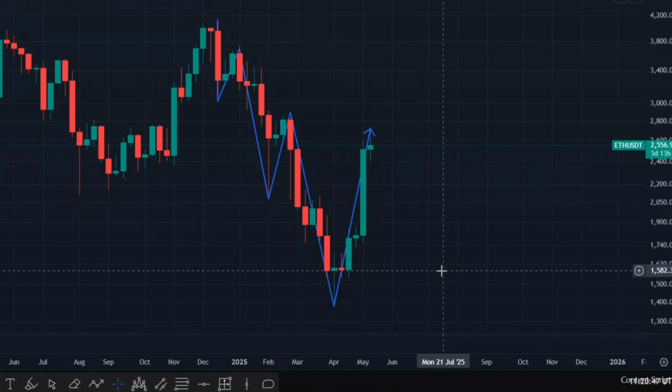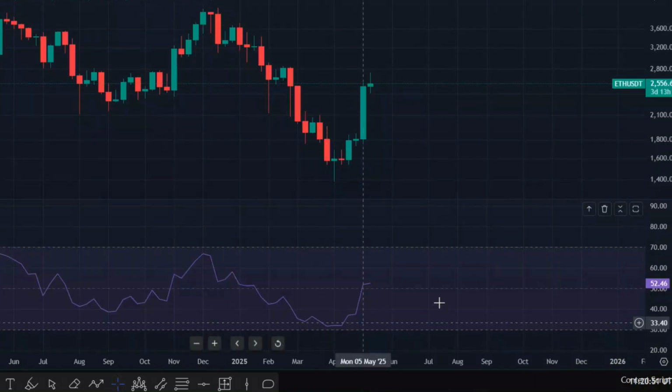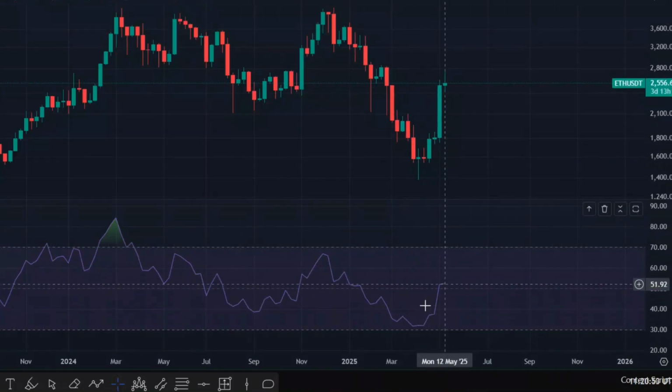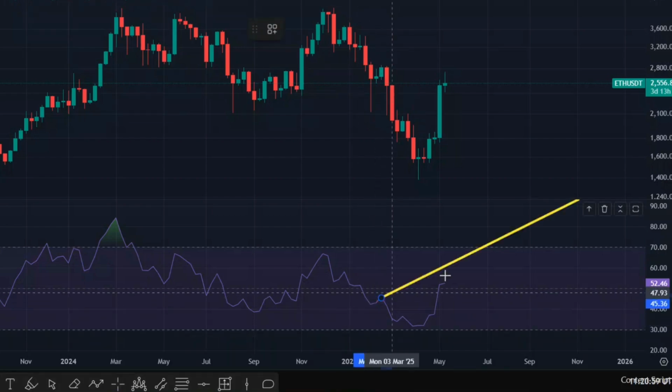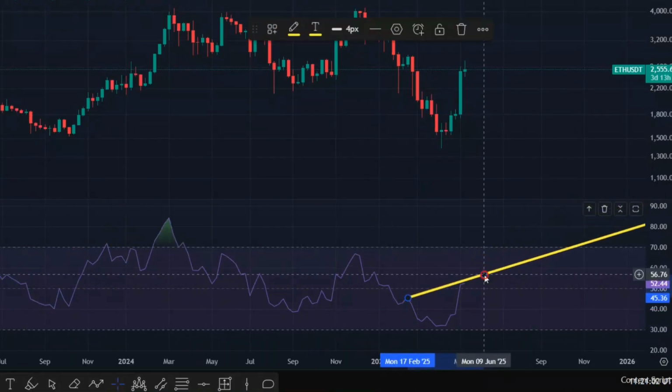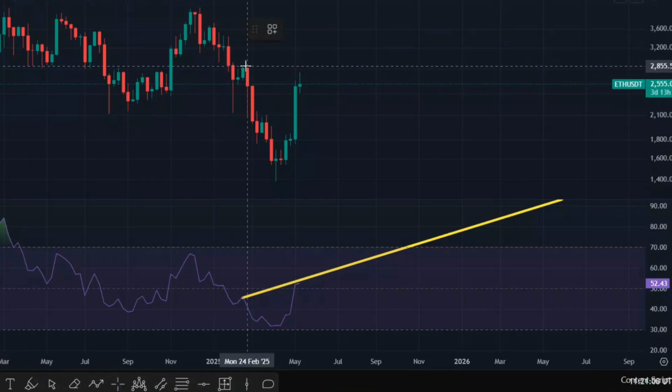Here in the USDT pair and on the weekly time frame, we have a downward trend, but then in the previous weeks, Ethereum was able to pull itself up a bit and turn its trend positive. The RSI indicator on the USDT pair also has positive divergence, which means we are going to see positive candles from Ethereum.